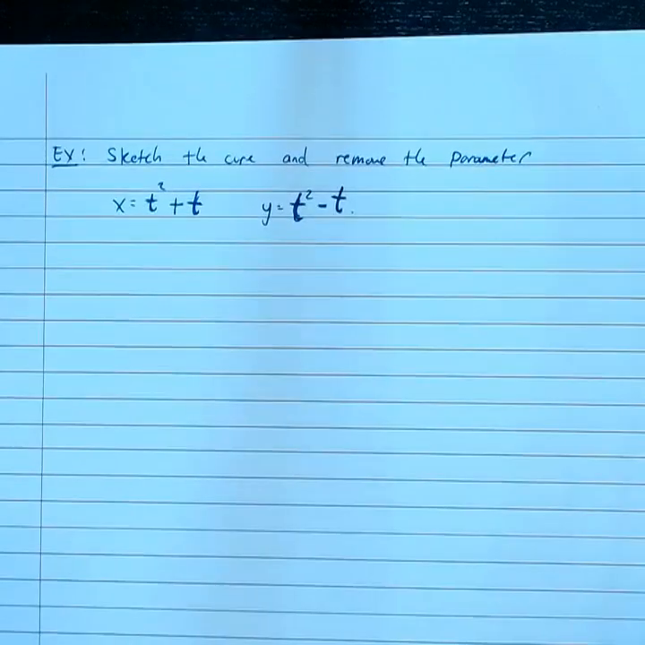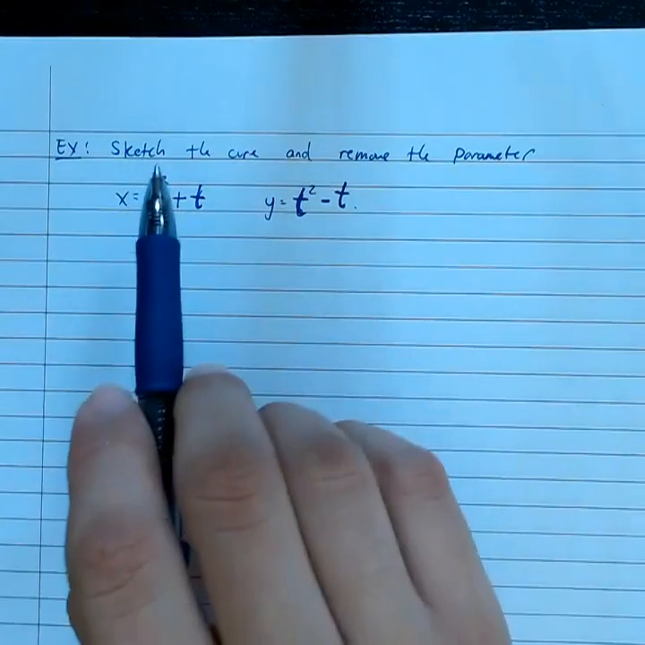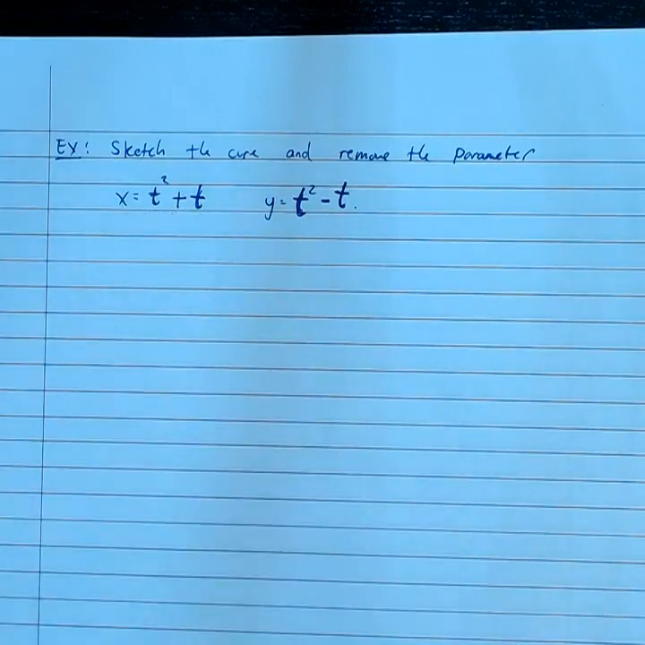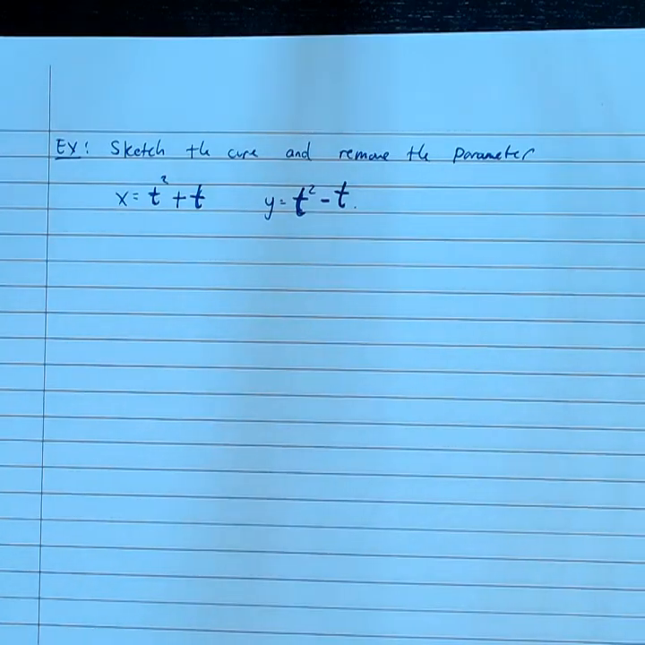All right, so here, go ahead and pause the video and give it a try. You should be able to sketch the curve by just plugging in values of t. You can choose whatever values you like. Simple, small numbers are usually pretty good. Plug in 0, plug in 1, plug in 2, things like that. And then try to remove the parameter. Once you have an answer, go ahead and unpause the video and we'll go through it together.